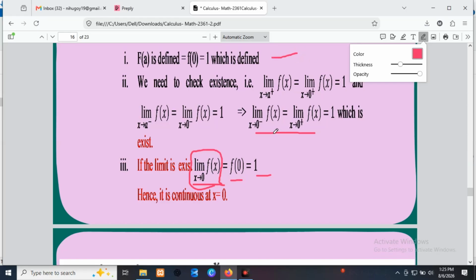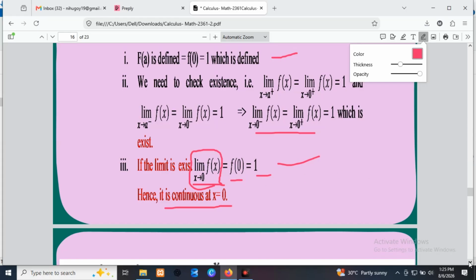Again, the right-hand side and the left-hand side limits are equal. At that time, we say that the limit exists. If it exists, again, the limit and the functional value are the same. Therefore, it is continuous. Hence, it is continuous at x equals 0.